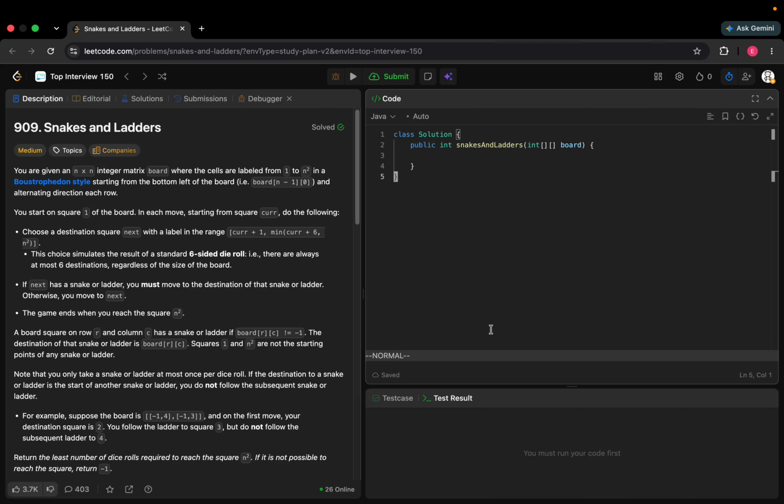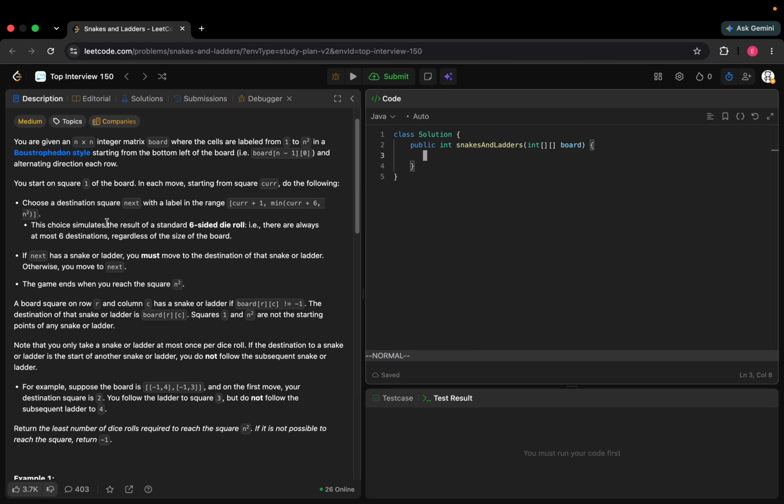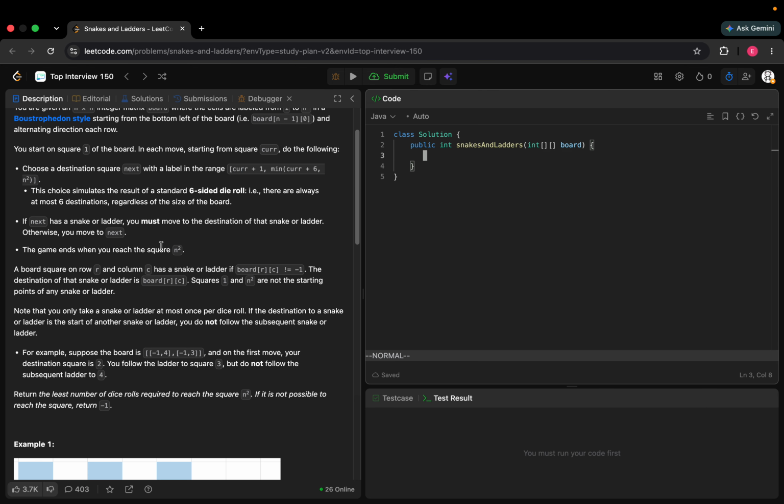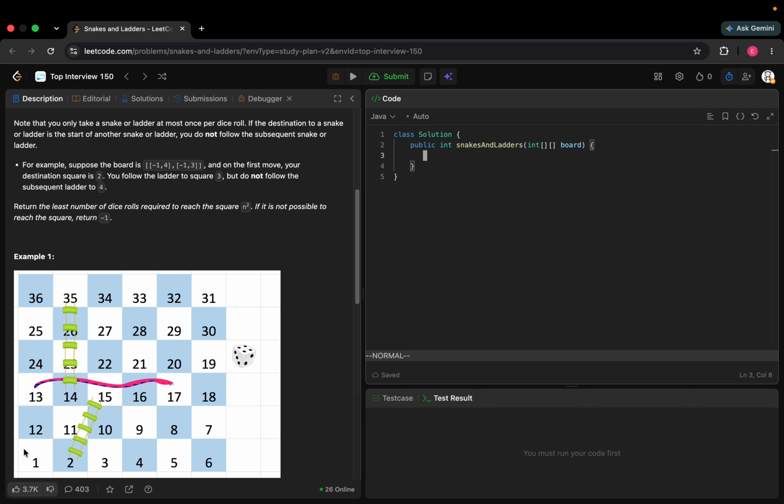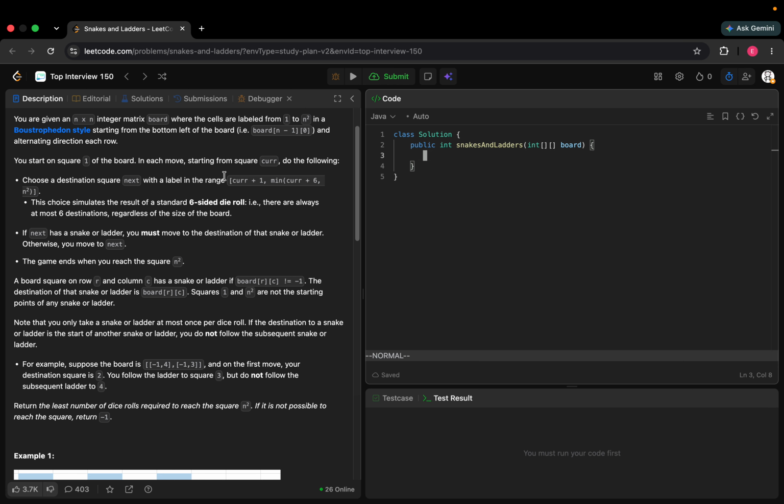Hello everyone, I'm going to talk about 909, Snakes and Ladders. The question is: given an n times n integer matrix board where the cells are labeled from 1 to n squared. This is written in Boustrophedon style, starting from the bottom left of the board and alternating direction each row.